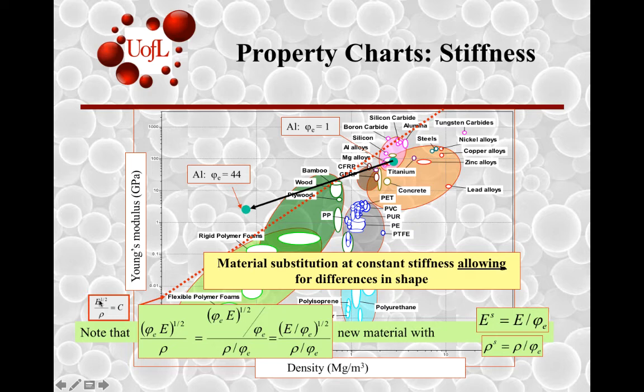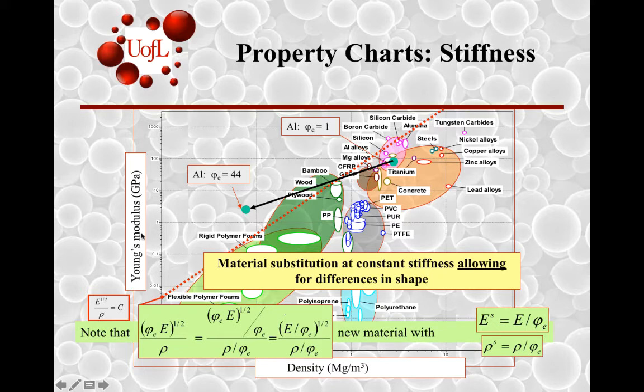So instead of E to the power half in the numerator, you have the term phi, in this case phi sub e times E, the whole to the power half divided by rho. That is the new material index. So if you divide both the numerator and denominator by this term phi, you basically have E divided by phi, the whole to the power half, and rho divided by phi.